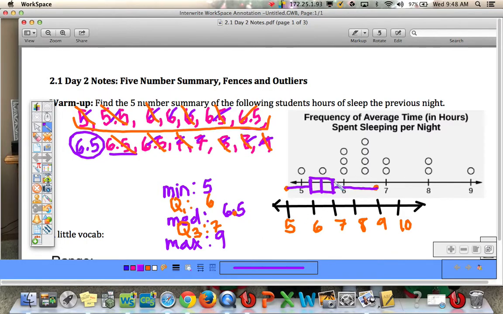You can see that the data is more spread out right here. You can see it's clumped together in the middle and also over here.